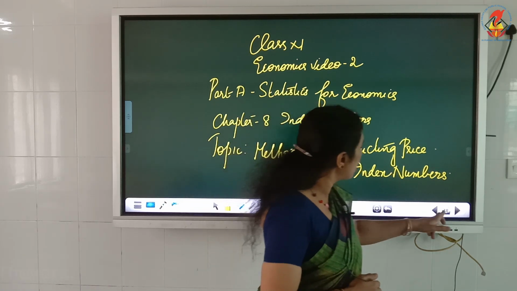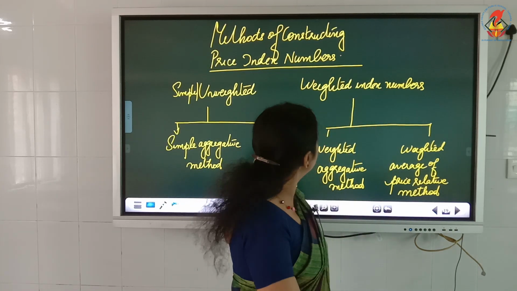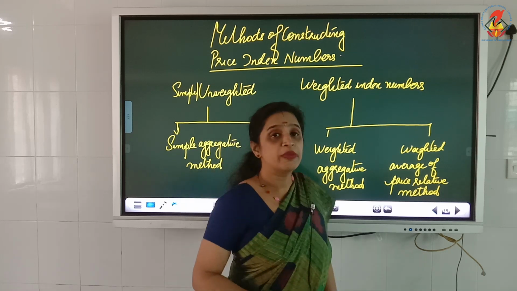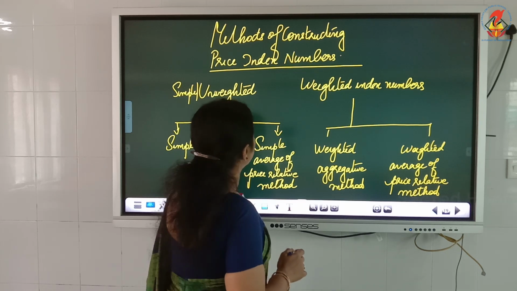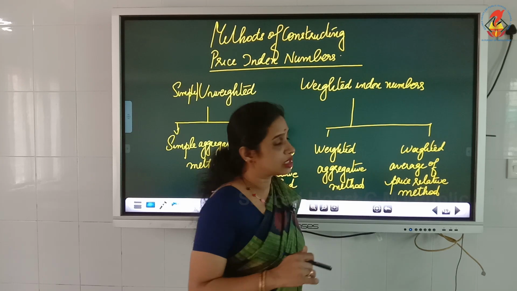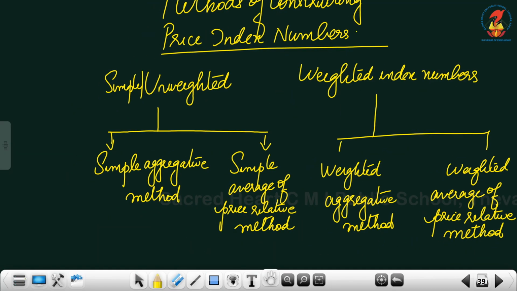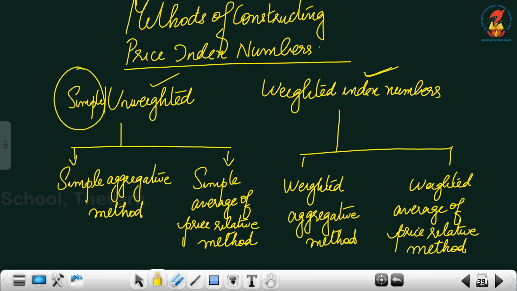Now let us see which are the different methods of constructing the price index numbers. Here I have given a schematic representation of the methods. Mainly there are two methods of constructing the price index numbers. They are unweighted index numbers and weighted index numbers. Unweighted index numbers are also known as simple index numbers.